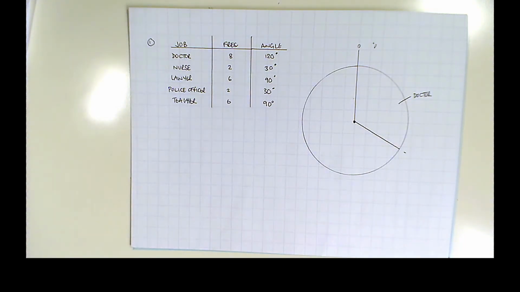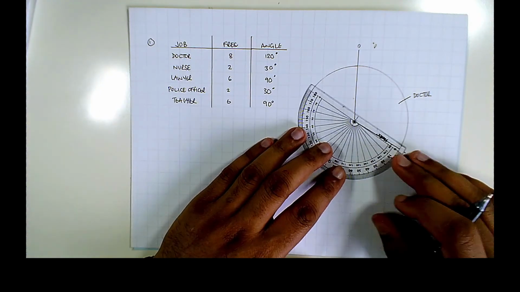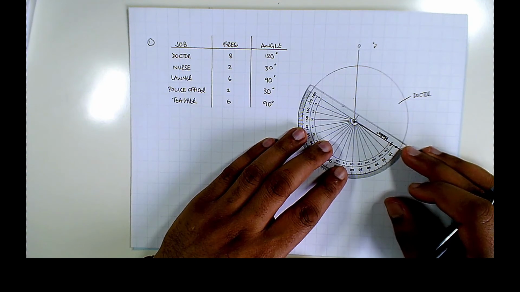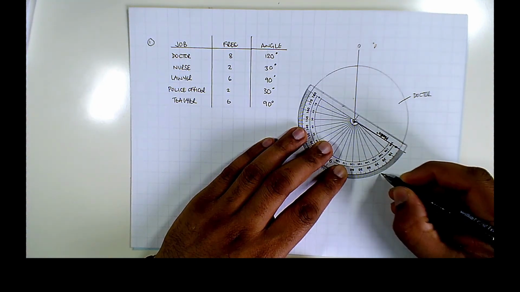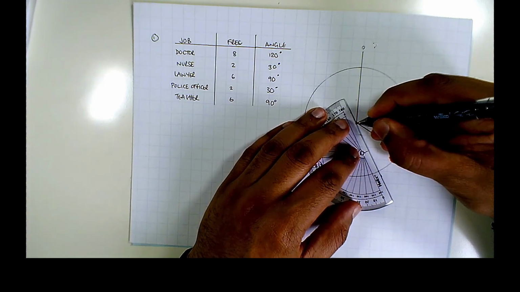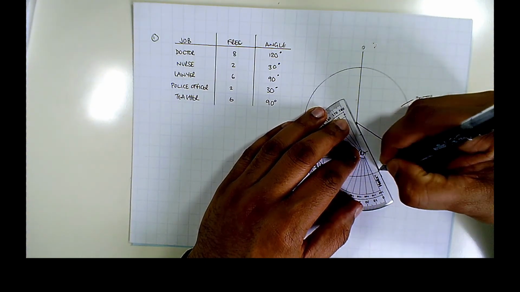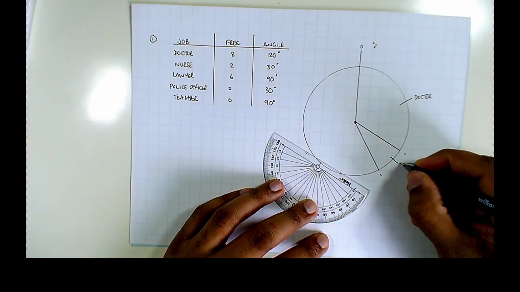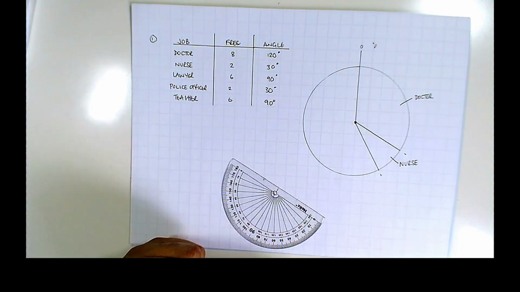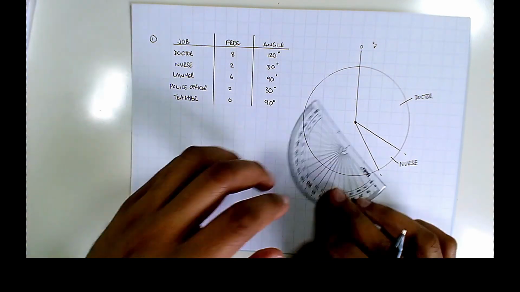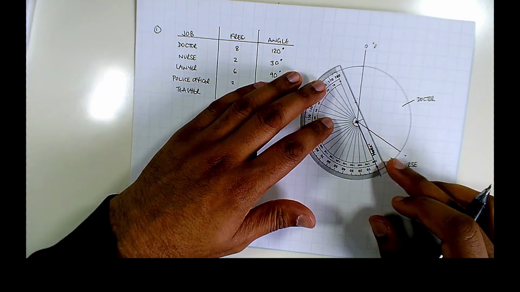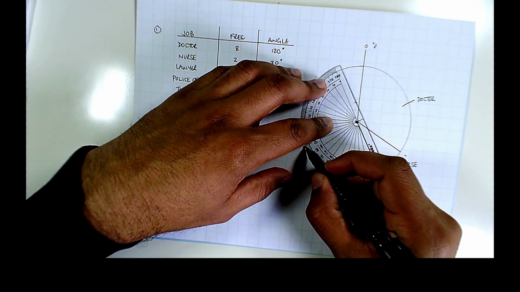Now again, the next one is nurse. So again, center of my protractor at the center of the circle, 0 on the line I've just drawn, and I'm going to use the outside numbers to mark where 30 degrees is, and then again repeat the process of drawing a line, and that there is nurse. So the next one I then need to plot is lawyer, which is 6, and that's 90 degrees. So again, looking at a right angle, so recognizing what that should look like. So 90 degrees is there.